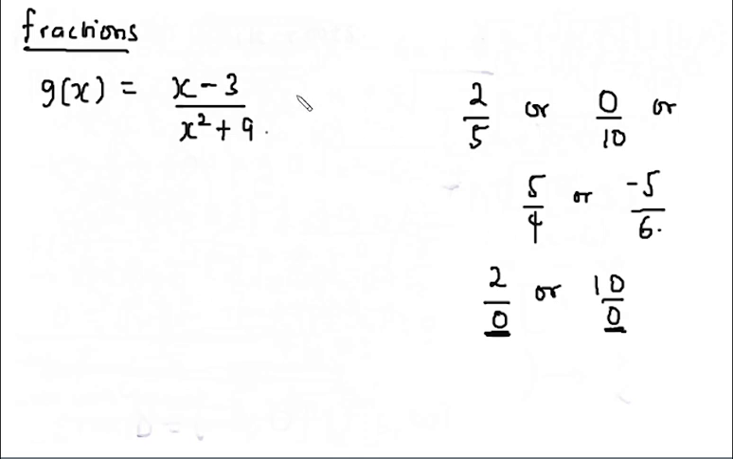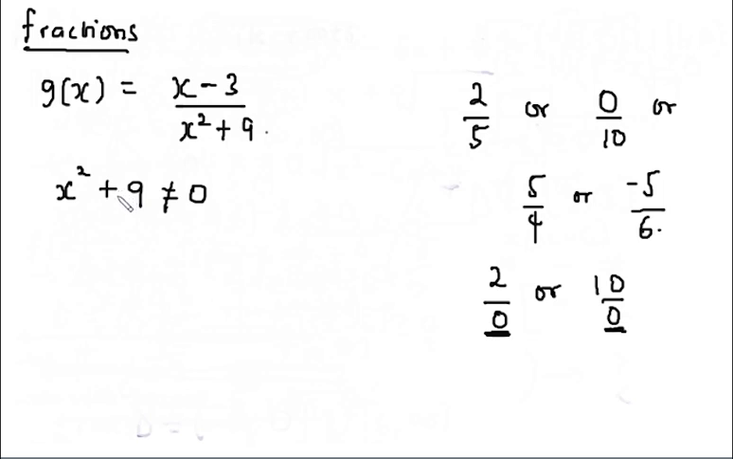So in this case, anytime you're solving a fraction function, you need to make sure that the denominator of the fraction is not equal to 0. Most times you ignore the numerator, except when the numerator has a square root. So you need to make sure that the denominator is not equal to 0. So in this case, x squared plus 9 should not be equal to 0.